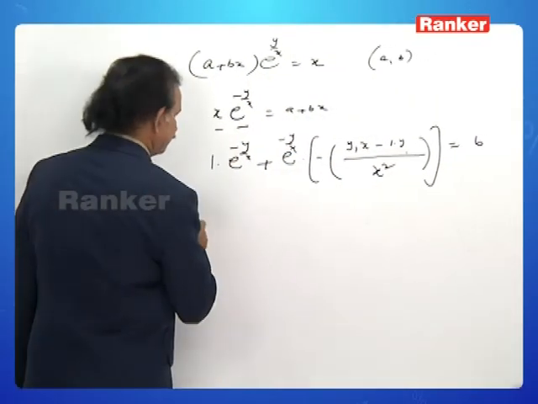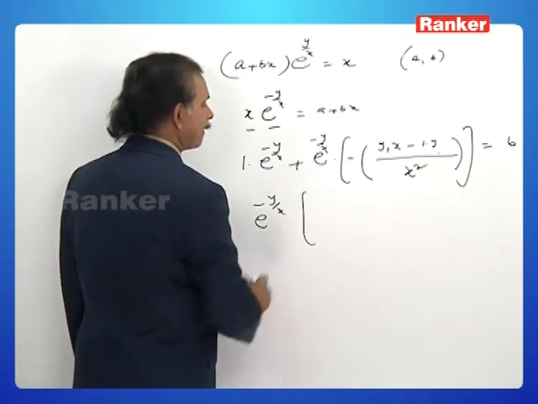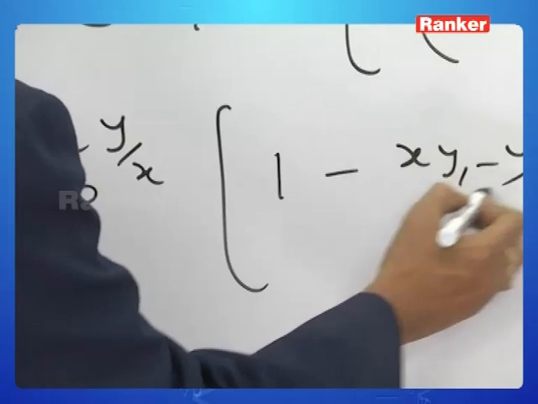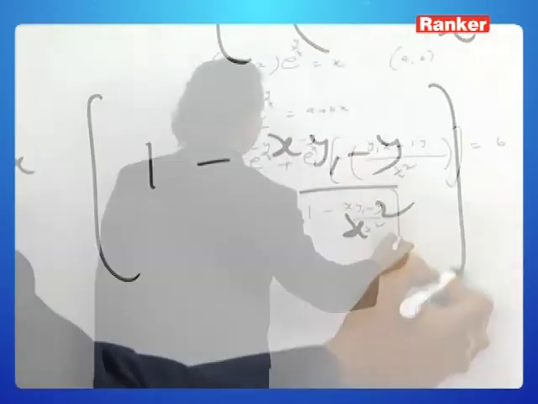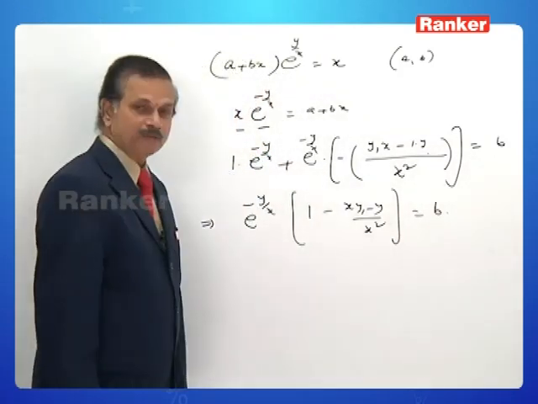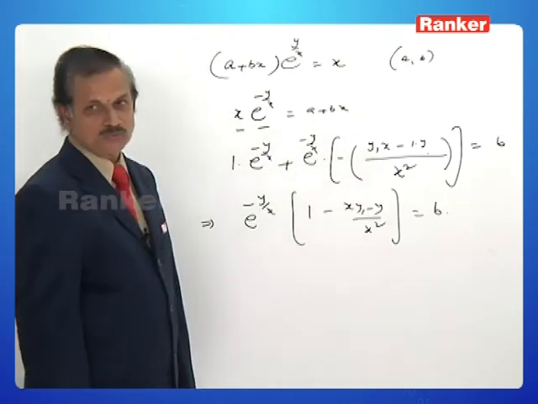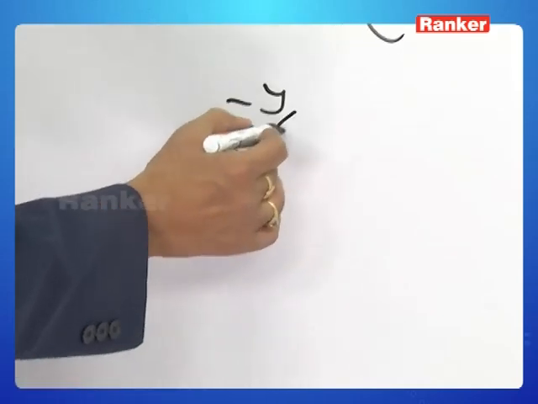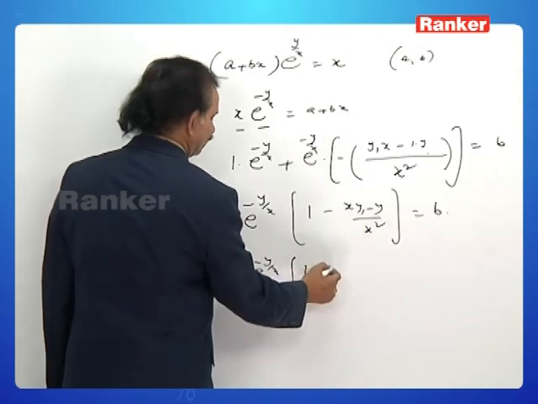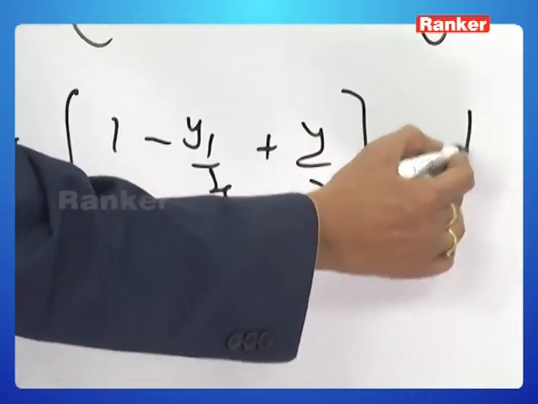So totally e power minus y by x into 1 minus xy1 minus y by x square is equal to b. I have brought e power minus y by x out, 1 minus xy1 minus y by x square. E power minus y by x into 1 minus xy1 by x square is y1 by x plus y by x square is equal to b.